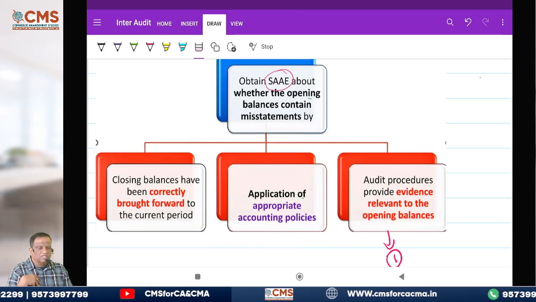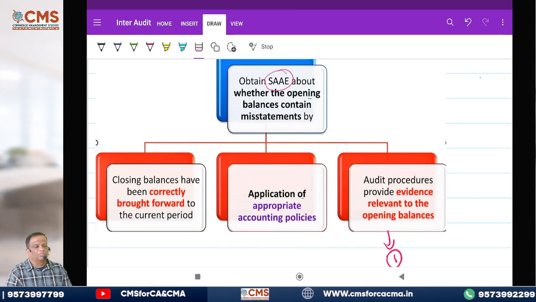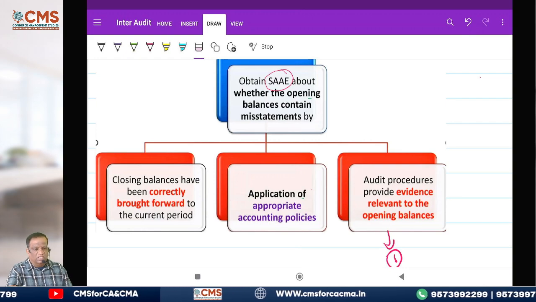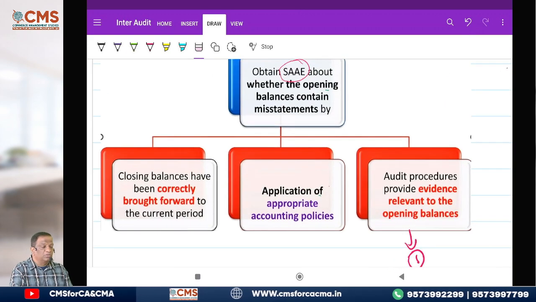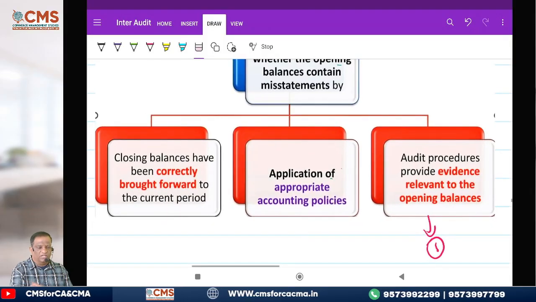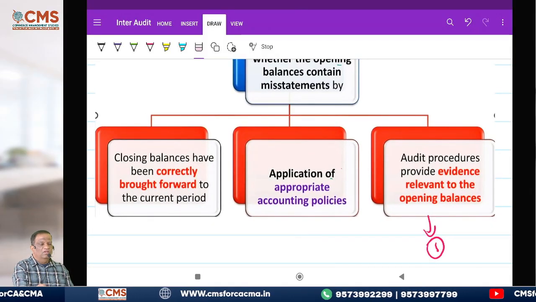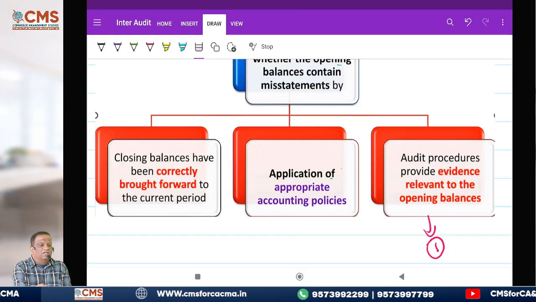So to give a correct view to the reader, you must ensure that opening balances are correct. But my question is, how do I verify that opening balances are correct? That they don't contain any misstatement. So this standard is saying, do I have to do an audit of it? No, you don't have to do the audit, but you have to do these three procedures. Point one, closing balances have been correctly brought forward.